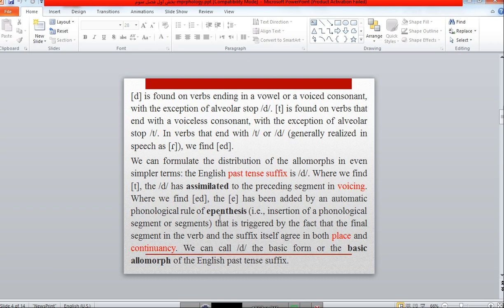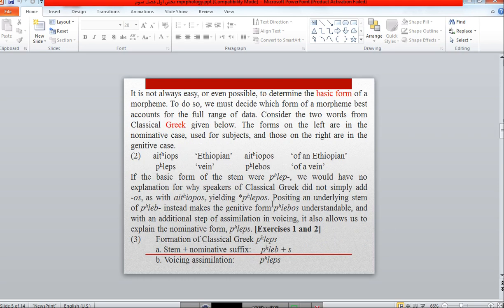The forms on the left are in the nominative case used for subject, and those on the right are in the genitive case. Look again at this example, as I told you. This is the example from Greek. We should determine the basic form of the data. Consider again the two words from classical Greek. These are two examples.